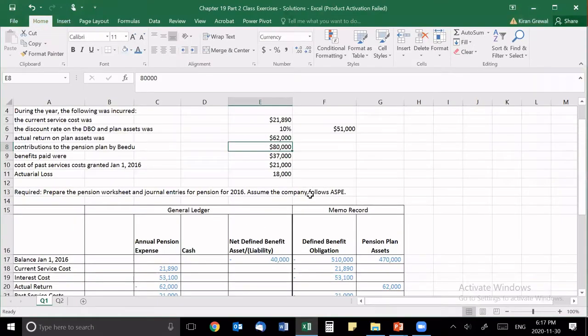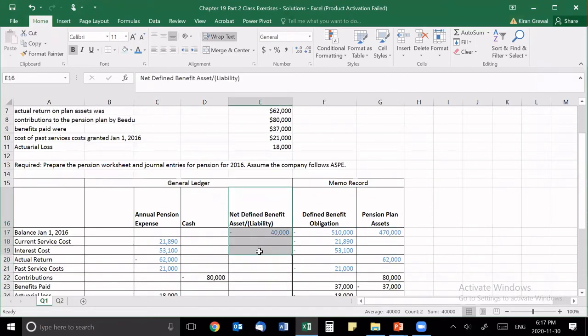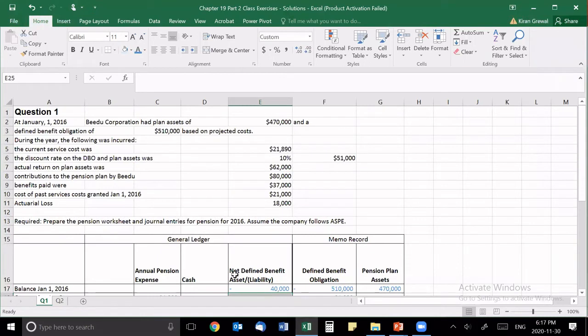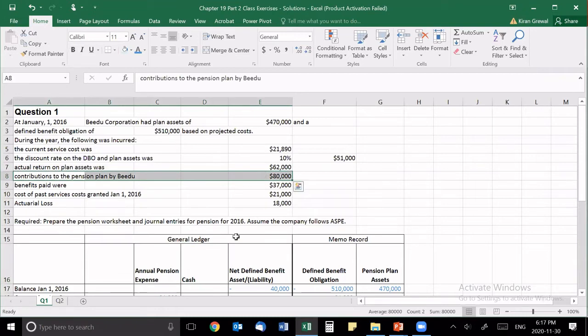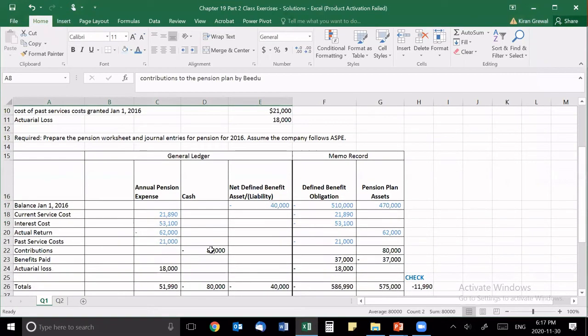Where would the credit part go? So think about, out of all of these, and I told you to leave net defined benefit alone for now. So don't put anything in there, which means it's going to credit cash, right? If you're going to put money into the pension fund, that's going to decrease the cash in the company. So we're going to credit our cash because the cash is being taken out, and we're going to debit our pension plan asset column. Okay, so when we have contributions, that's going to increase our asset, but it's going to decrease our cash. So we credit our cash.